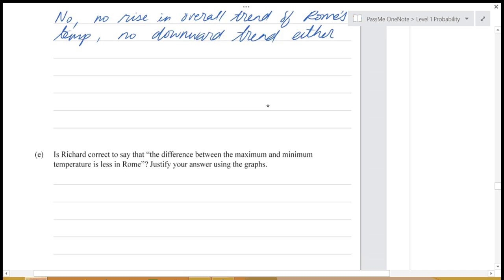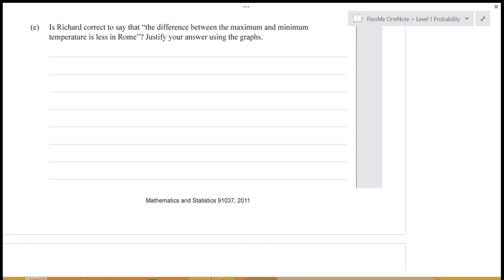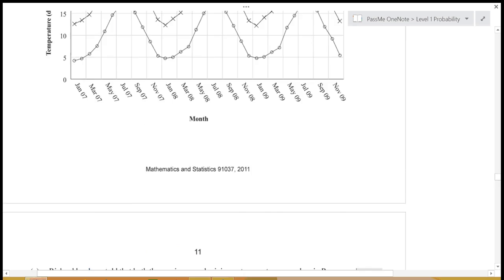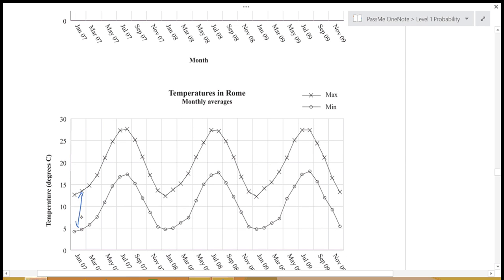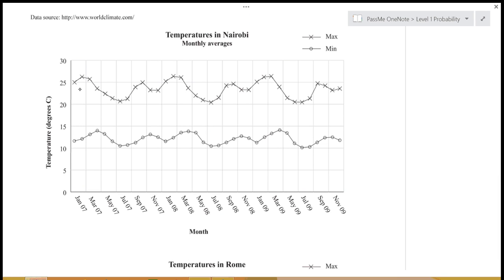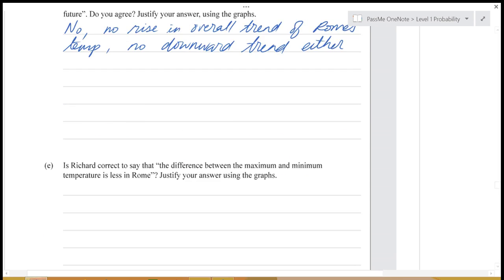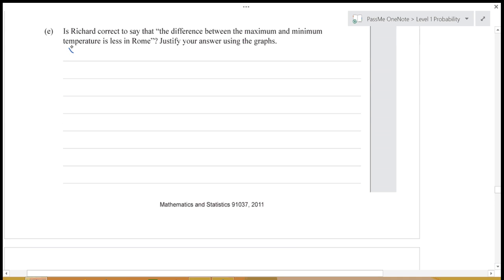Okay, next question. Is Richard correct to say that the difference between the maximum and minimum temperature is less in Rome? So let's have a look here. So I'm looking at a difference between the maximum and the minimum in Rome. We're looking at something between 8 and 10 degrees. In Nairobi, some of the maximum differences are really quite big. So on average we're probably seeing something more between 10 to 14 degrees there. So yeah, he is right in that, so I'll say yes, Richard is correct.